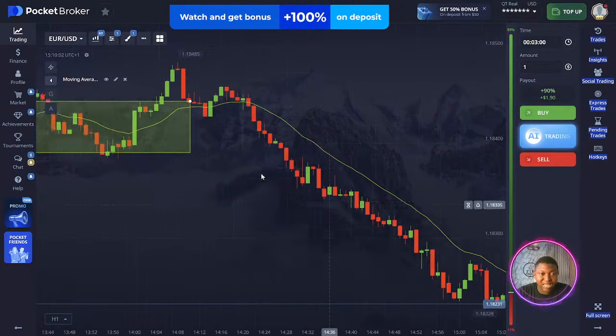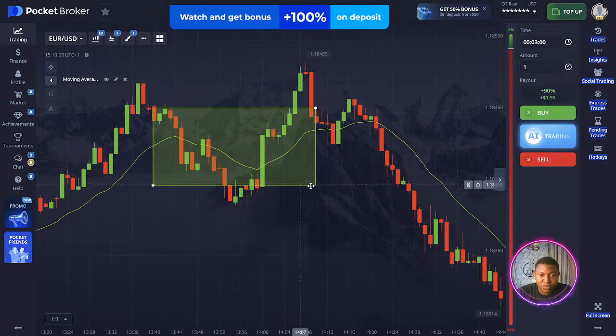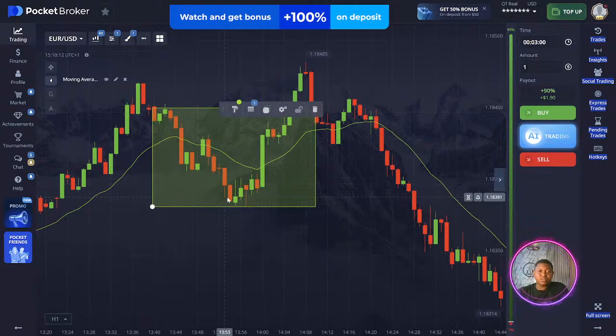You don't trade in this type of area where the market is basically in consolidation. You do not trade when the market is in consolidation.